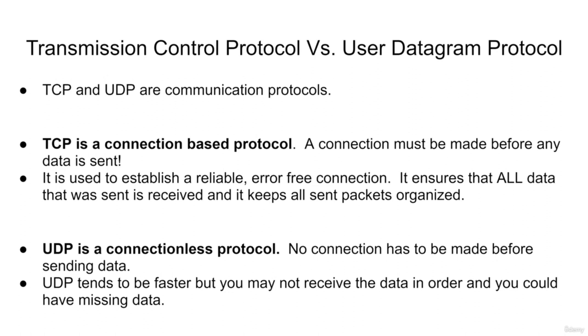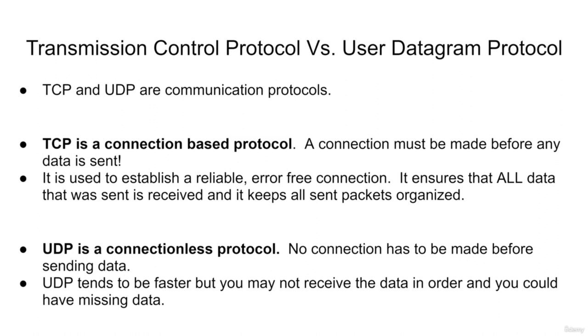And the two primary ones are known as Transmission Control Protocol or User Datagram Protocol, TCP and UDP. A big distinction here is that TCP is a connection-based protocol. A connection has to be made before any data can be sent. We saw that when we looked at my netstat output, where there was a listening state or an established state. Once the connection is established, then data can be sent.